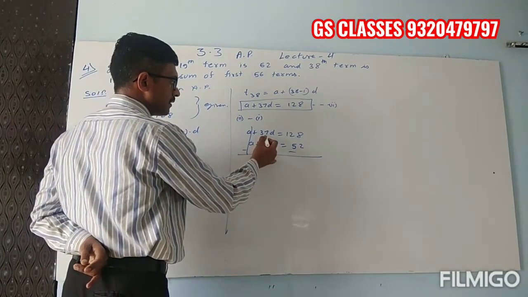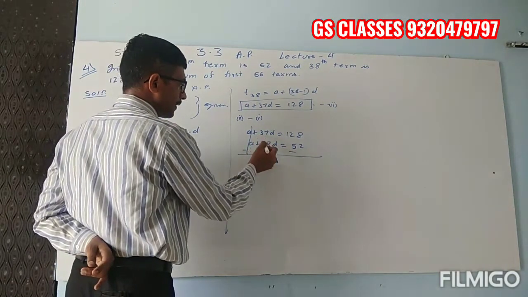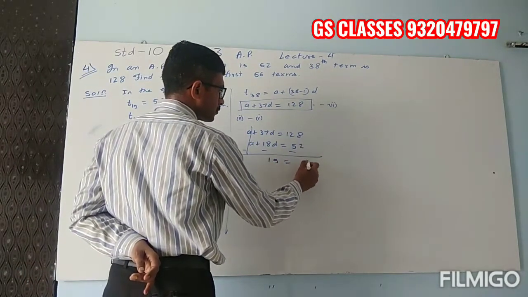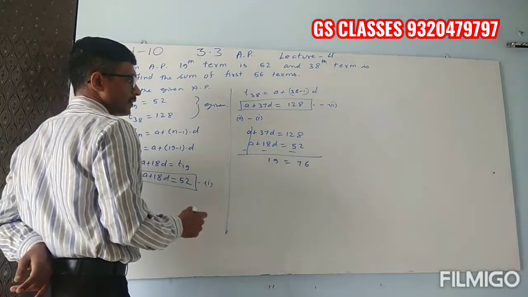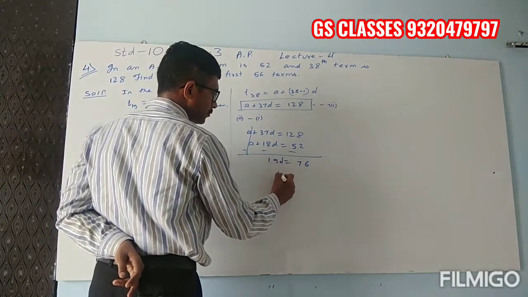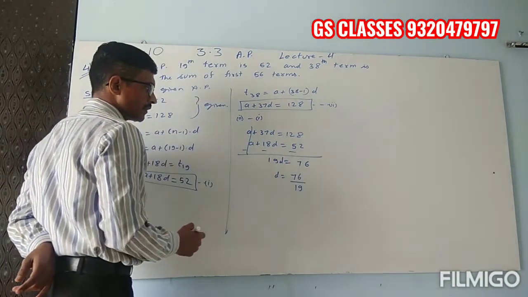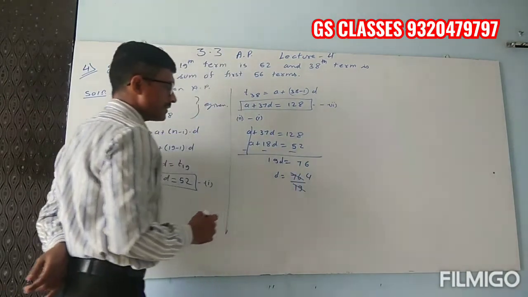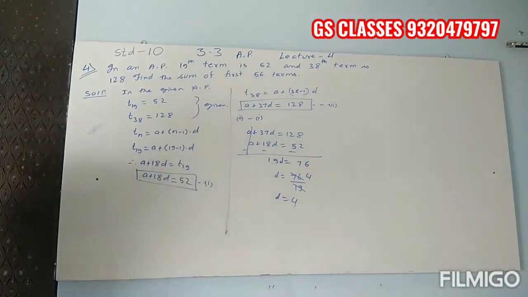Now here 17 minus 8 comes out as 9. 2 minus 1, 1. And again here 8 minus 2, 6. 12 minus 5, 7. D is going to be 76 by 19. 19 4s are 76. So the D value comes out as 4. This way we have calculated D.